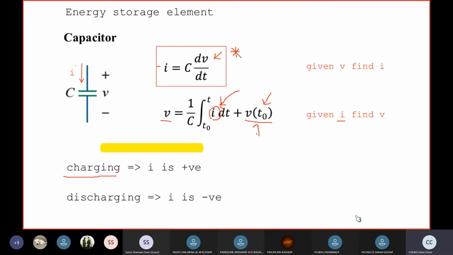So this equation is very important. You must remember it, because from this equation, basically it gives you the second equation. You integrate it on both sides, and then you get the second one. And then the sign is determined by the passive sign convention.